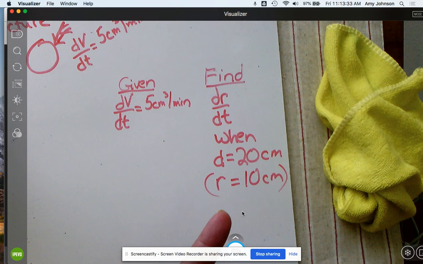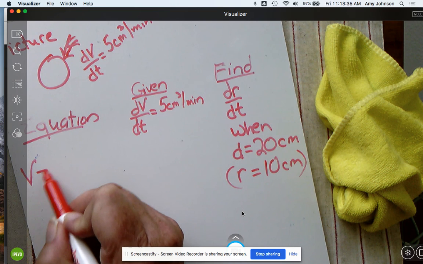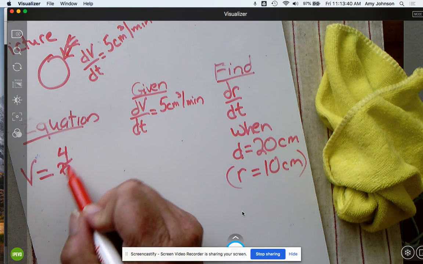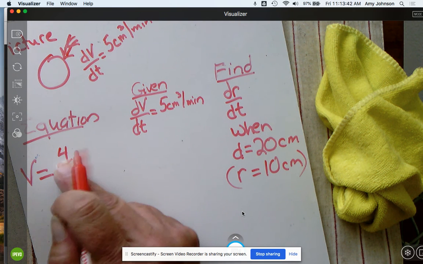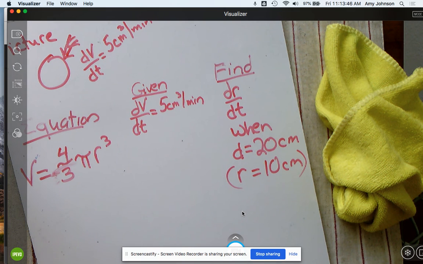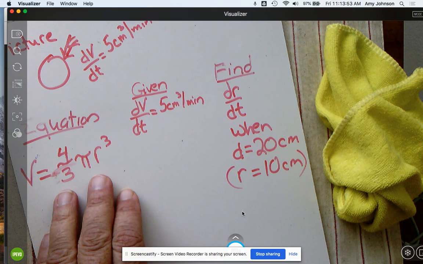So I'm going to start with volume equals 4/3 pi r cubed. This is the volume of a sphere. One thing to watch out for is you would never plug anything in here unless there's something in the problem that never changes according to time. So you can't plug the radius in here, because the radius changes according to time.